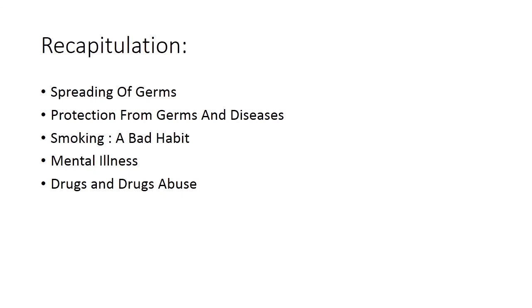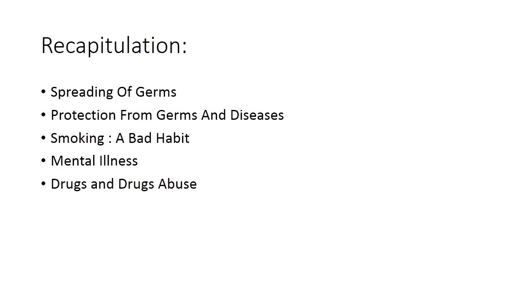So, in this week, the common topics which we discussed were, first of all, the spreading of germs. Germs are spread through air, water, feces, animals, and unhygienic conditions. All of these act as a medium for the spread of germs. The next topic which we discussed was protection from germs and diseases. How can we protect ourselves from germs and diseases? The common methods are vaccination, sterilization, and keeping our surroundings clean.